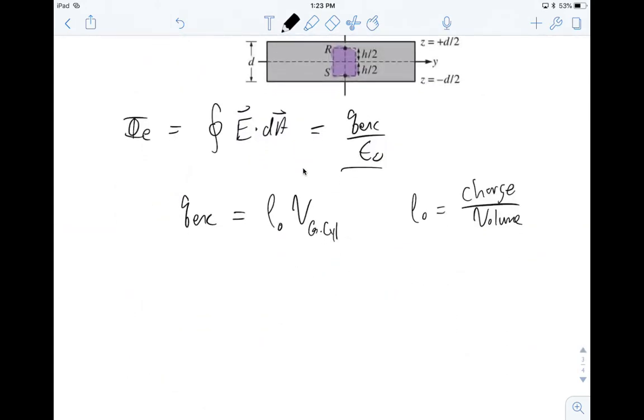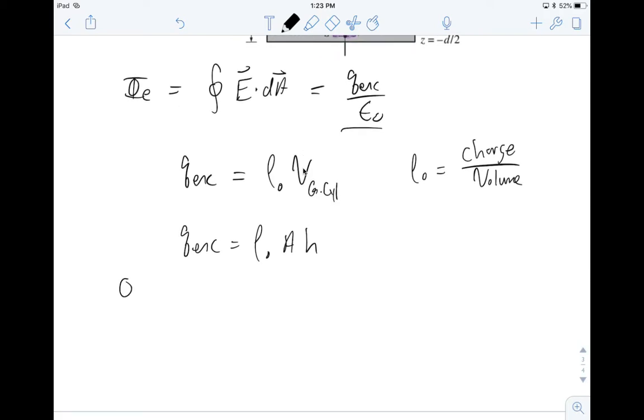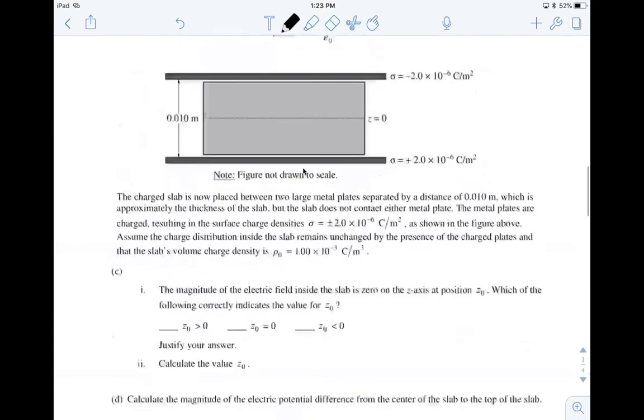Okay, so Q enclosed equals rho naught times the volume, which is the area times the length, h: rho naught AH. So that means that the electric flux is going to be rho naught AH over epsilon naught. And that's it for part B, part I.